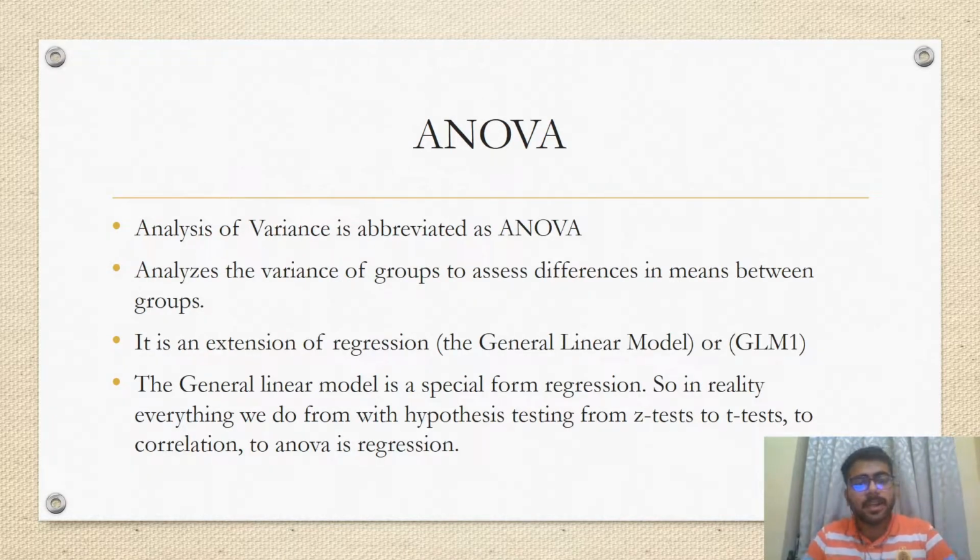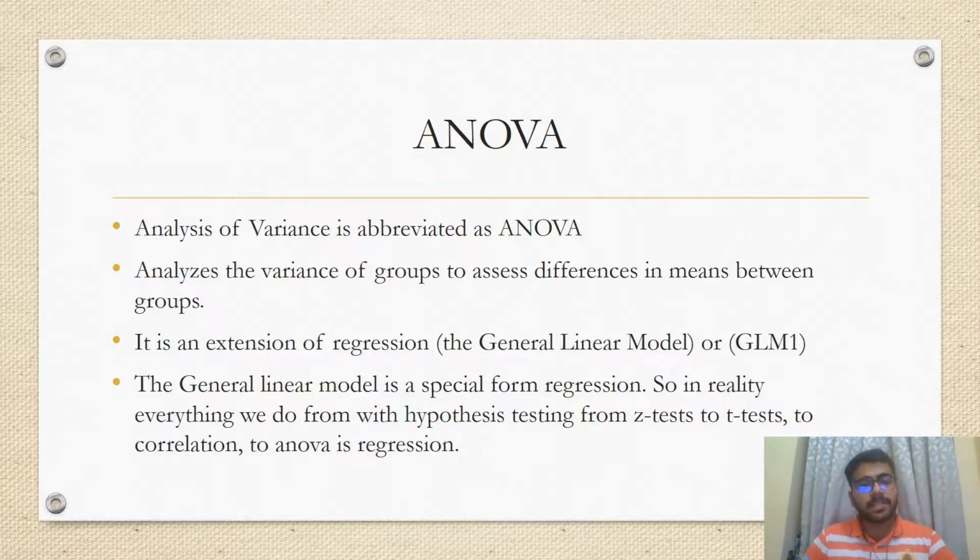Next, what do we mean by ANOVA? ANOVA is nothing but analysis of variance, as the abbreviation says. It analyzes the variance of groups to assess differences between groups. It is a process to assess differences in means between the groups.